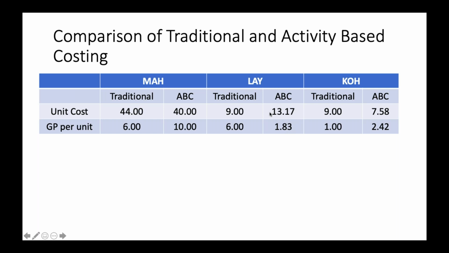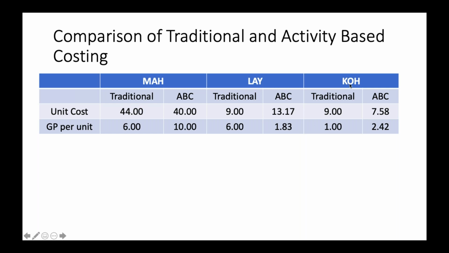factory overhead. We are charging less using the traditional in the live product, but in fact it actually consumes a lot of the activity or the factory overhead cost. So the true GP per unit is not 6, but actually 1.83 pesos only.